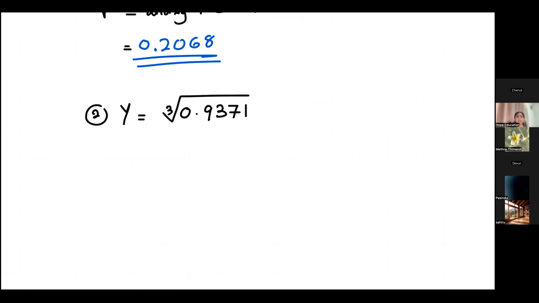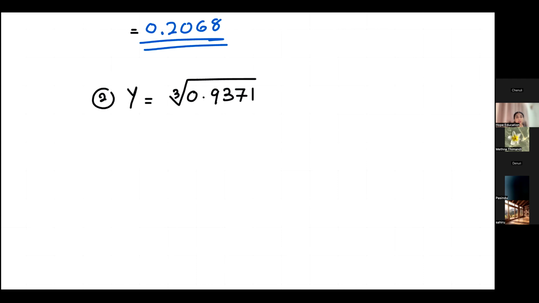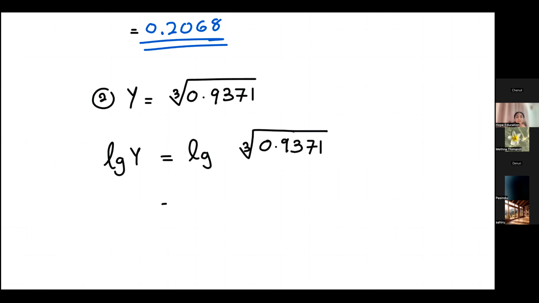Okay, so now I'm going to convert everything to logarithms, right? Logarithm LG y equals LG third root of 0.9371. And we know whenever we have a root, we can write it like this, right? 0.9371. Then third root, I can write it as a power like this, which is something we have learned in indices and logarithms 1 lesson. Is that clear to all of you?